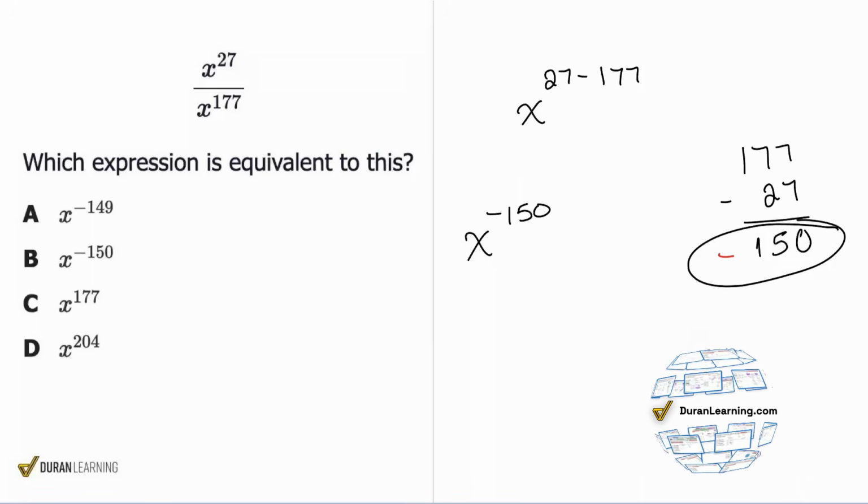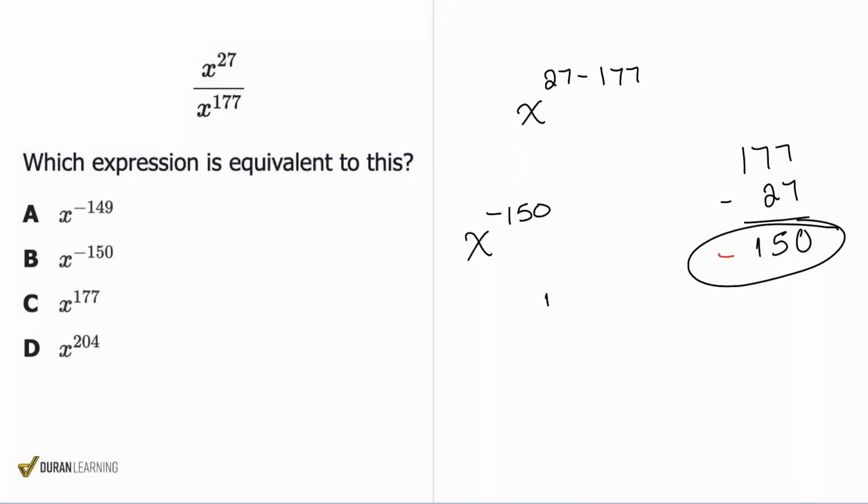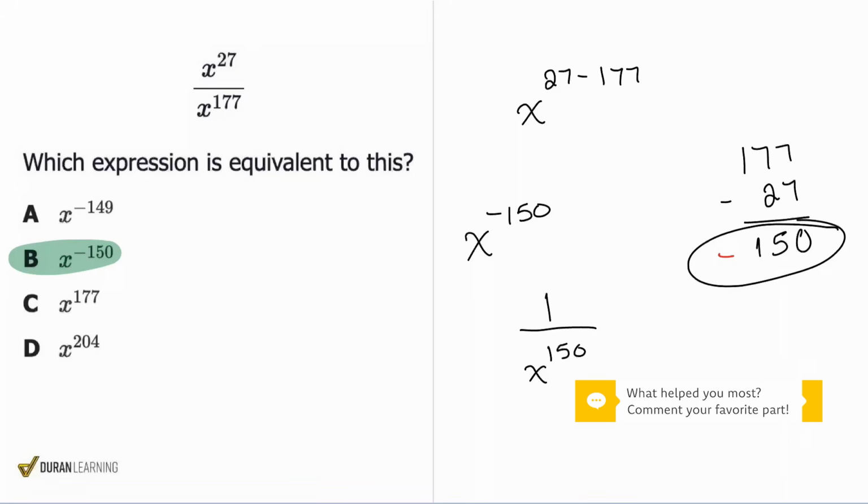150. Another answer that would be correct, although it's not shown here, would be 1 over x to the power of positive 150. Both of those would be correct, but because B is the only one that shows, B is correct.